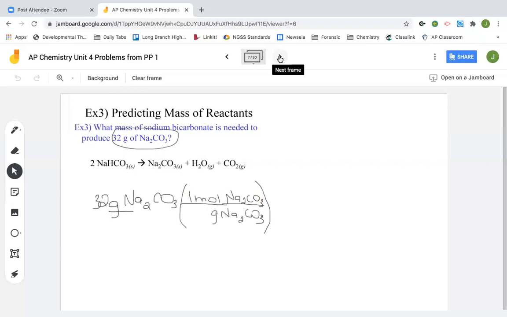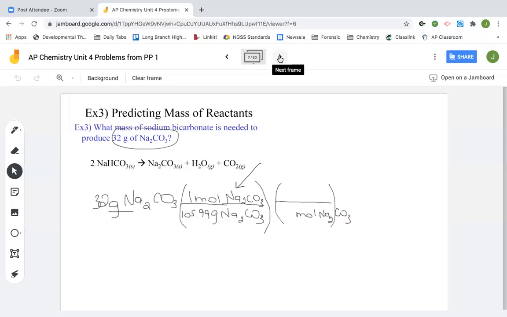Now, for the number in front of the grams, we always put the molar mass of the compound, which can be found on the periodic table. And the molar mass is 105.99. Next, we're going to set up our mole to mole ratio. So whatever unit we have up here goes on the bottom of the next fraction. So we're going to have moles of sodium carbonate on the bottom.